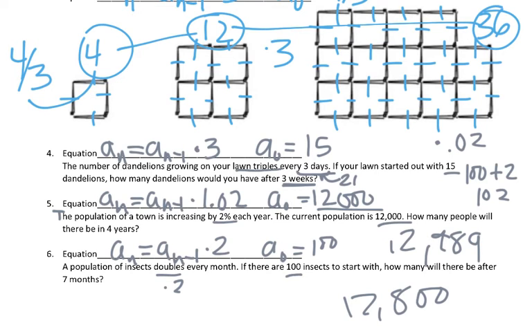Fourth would be 1,215. Then fifth, 3,645. The sixth would be 10,935. And finally, that seventh set of 3 days, so the 3 weeks, 32,805. That's a lot of dandelions.